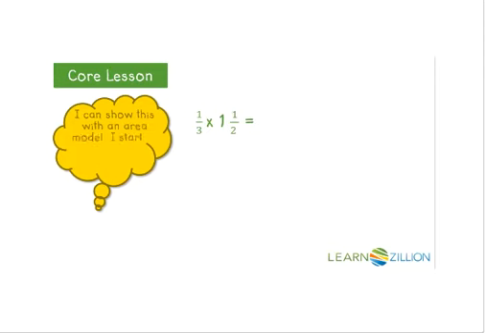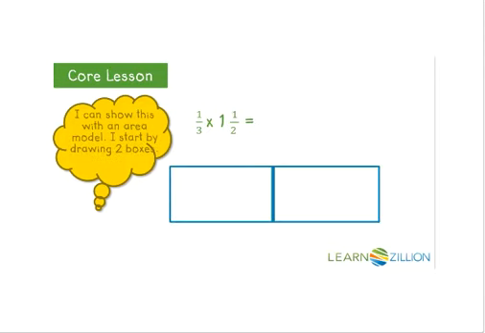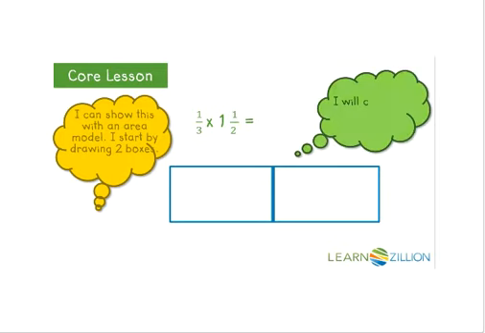I can show this with an area model. I'll start by drawing 2 boxes because I am starting out with a multiplicand that's larger than 1 but smaller than 2. That's why I need 2 boxes. I'll color in 1 1/2 boxes. So there I've got 1 1/2 boxes. And I made a vertical line.